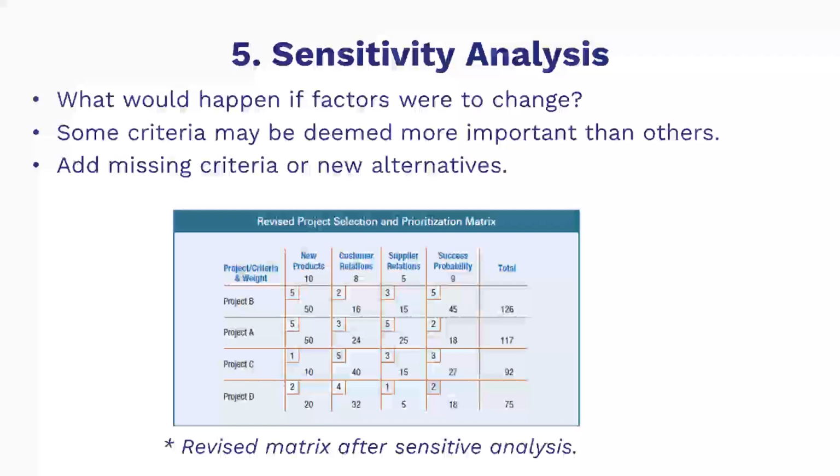For example, if the team evaluating the projects in this table had a bad experience with an unsuccessful project and decided to reevaluate their decisions with success probability now weighted at 9 for very important, the new project selection and priority matrix would be calculated as shown in the table. Please take some time to study this table.